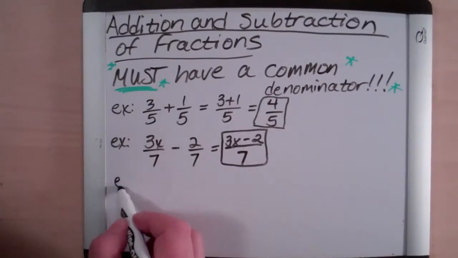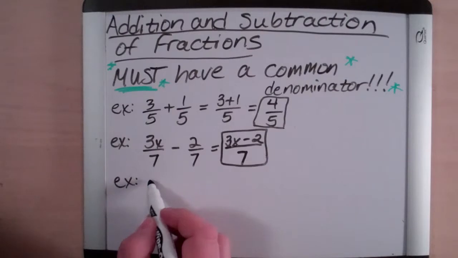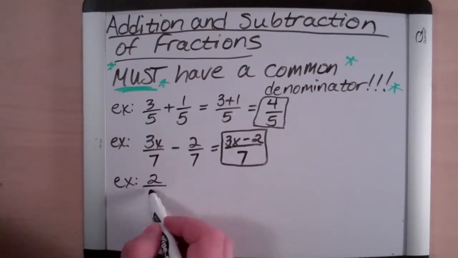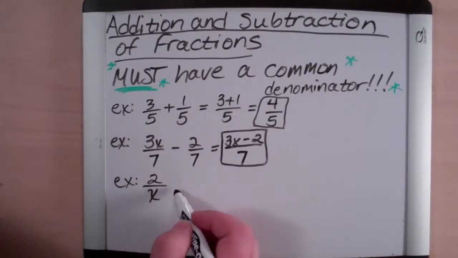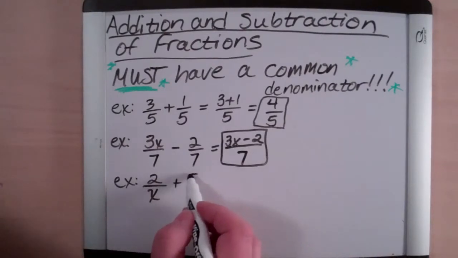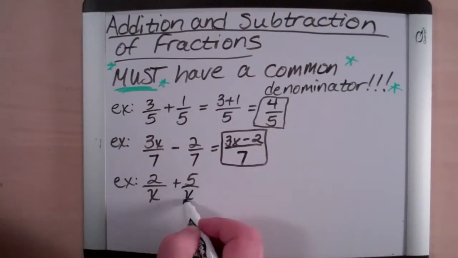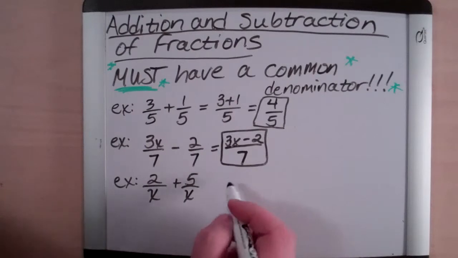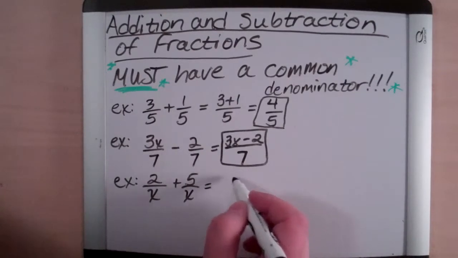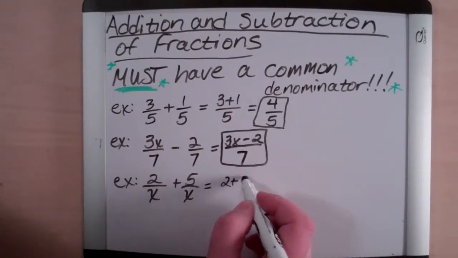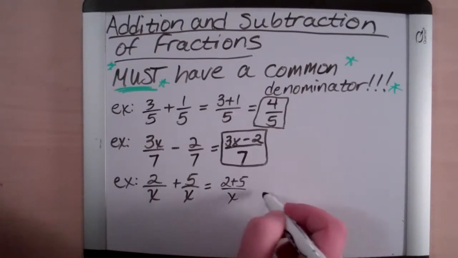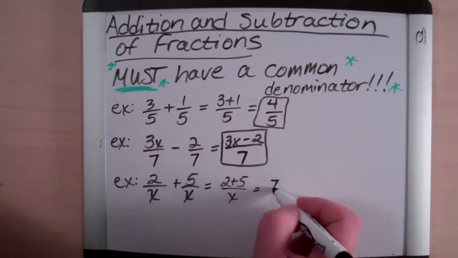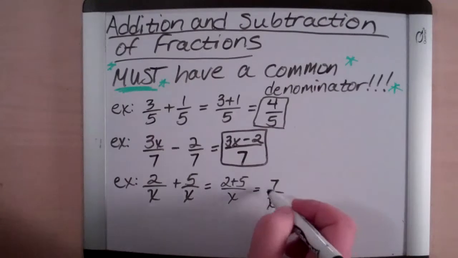Now if I take one more example, I'll have 2 over x, and I'll add 5 over x. And in this case, my x is the common denominator. So when I add the numerators together, my answer is 7 over x.